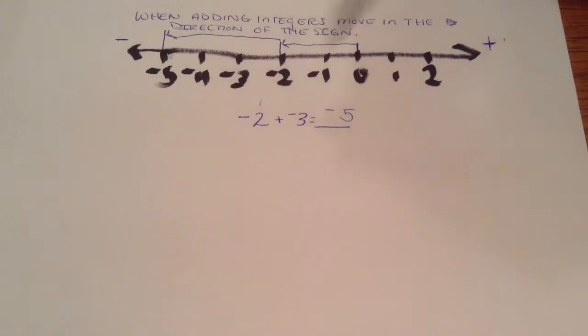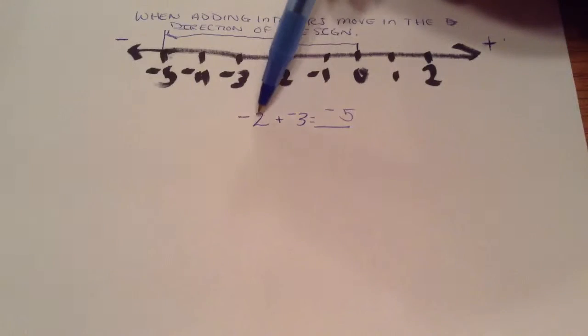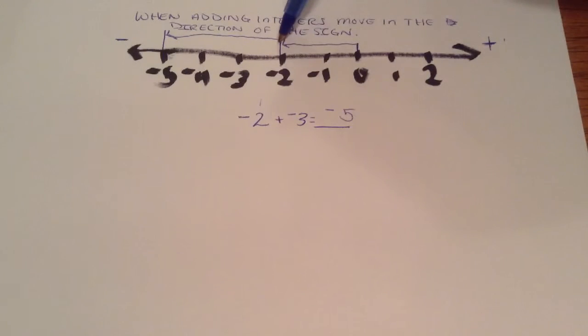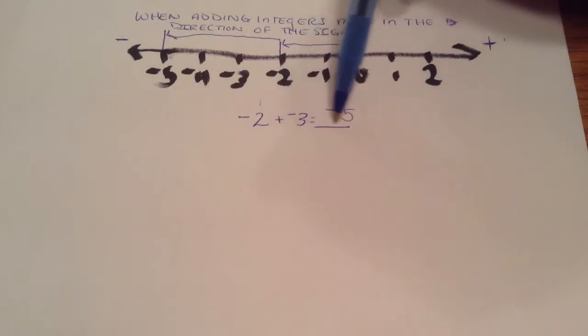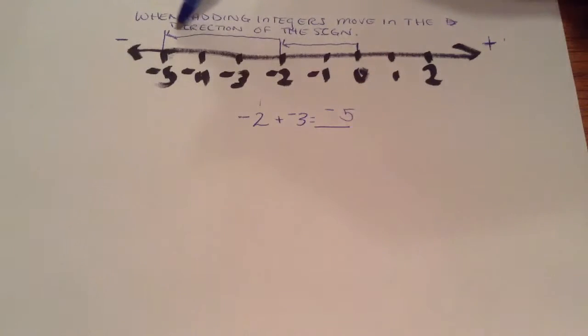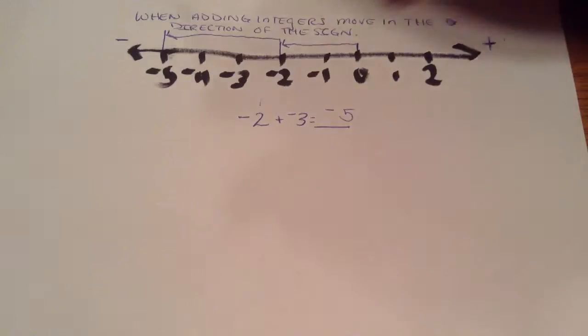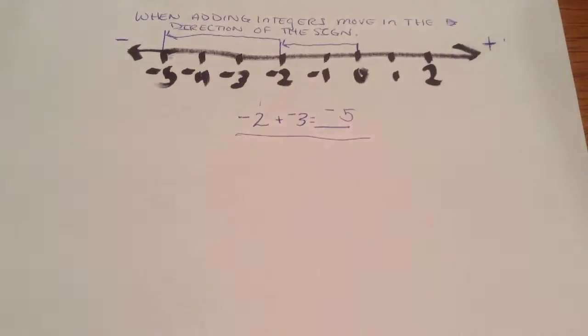So to review, when adding integers, you move in the direction of the sign. I added a negative 2, I went 2 units in the negative direction. I added a negative 3, I went 3 more units in the negative direction, and we end up at negative 5. Let's remember this example for later also.